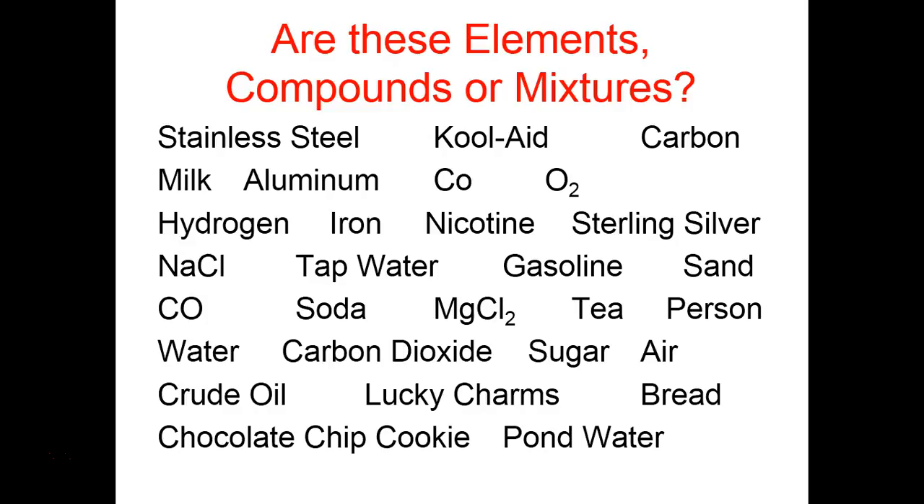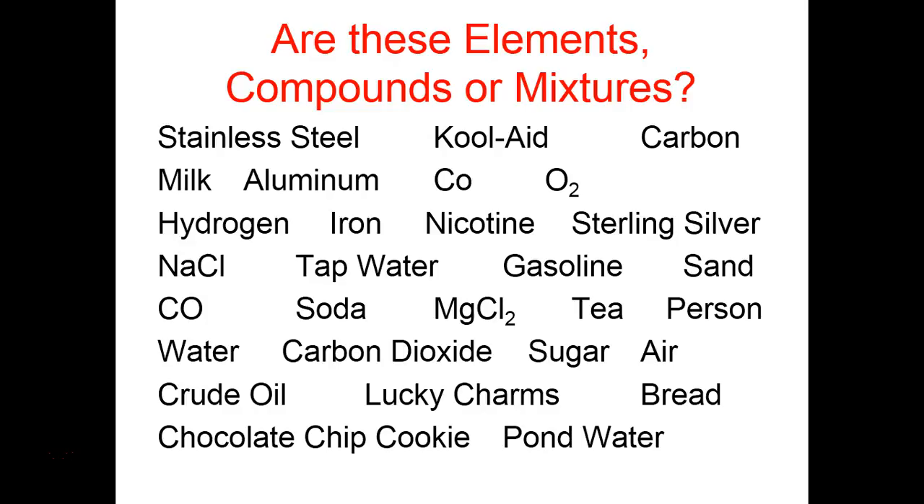CO, that's carbon monoxide. It's got two capital letters because it's got carbon in it and oxygen, all right, and so that is a compound. Soda is a mixture. It's got water in it and carbon dioxide and usually sugar and some other flavoring things, so soda is a mixture.